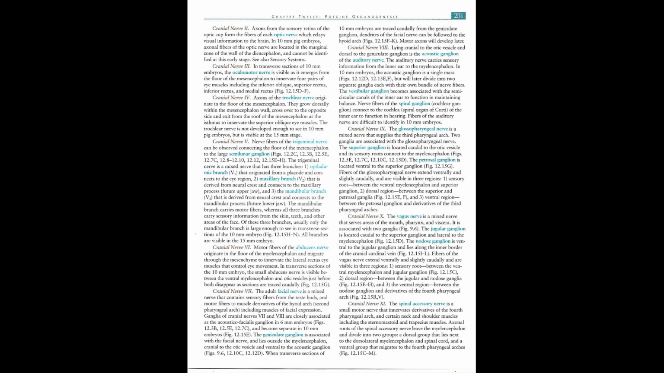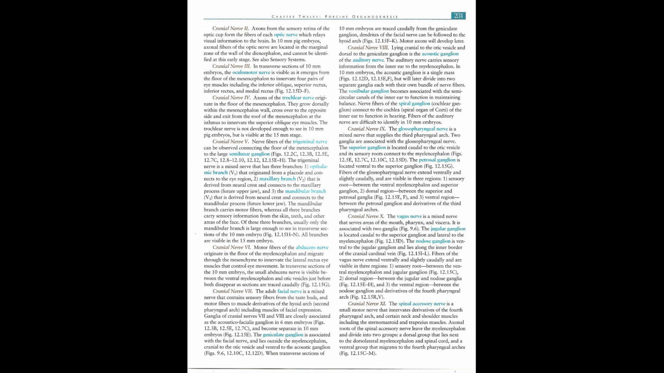Cranial nerve VI. Motor fibers of the abducens nerve originate in the floor of the myelencephalon and migrate through the mesenchyme to innervate the lateral rectus muscles that control eye movement. In transverse sections of the 10 mm embryo, the small abducens nerve is visible between the ventral myelencephalon and otic vesicles just before both disappear as sections are traced caudally, Fig 12.15g.